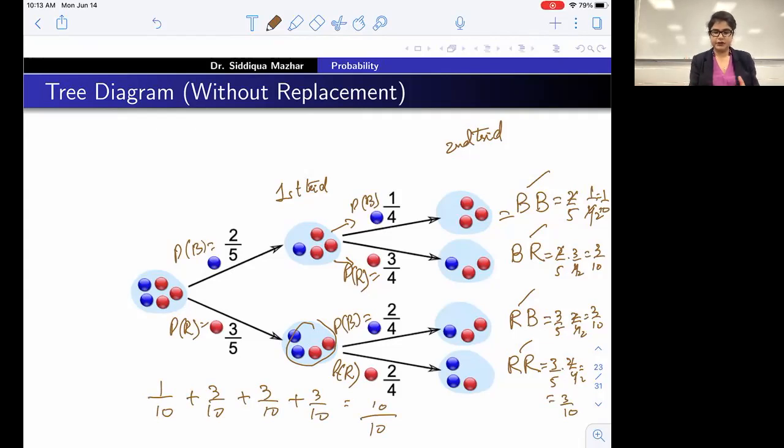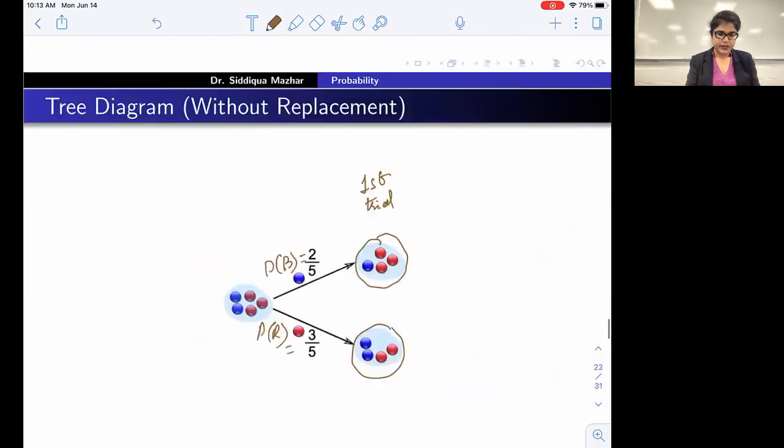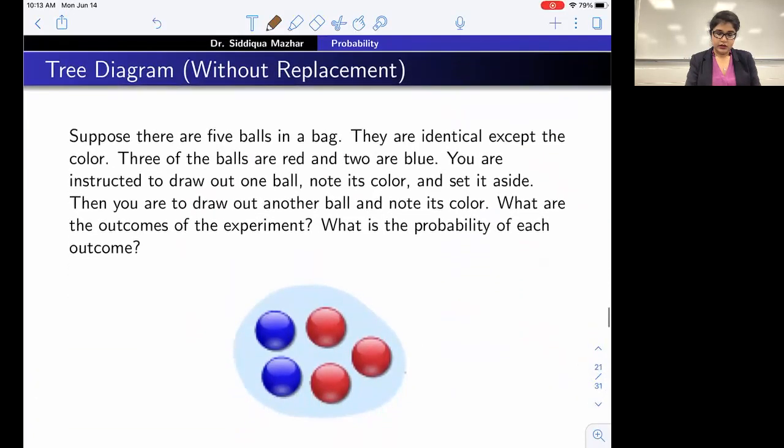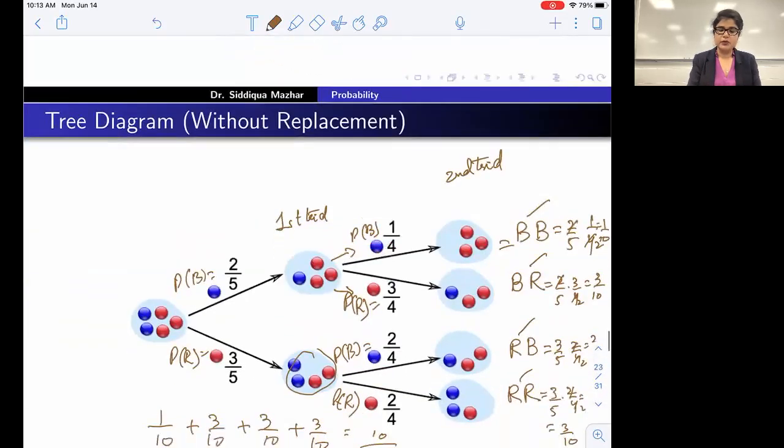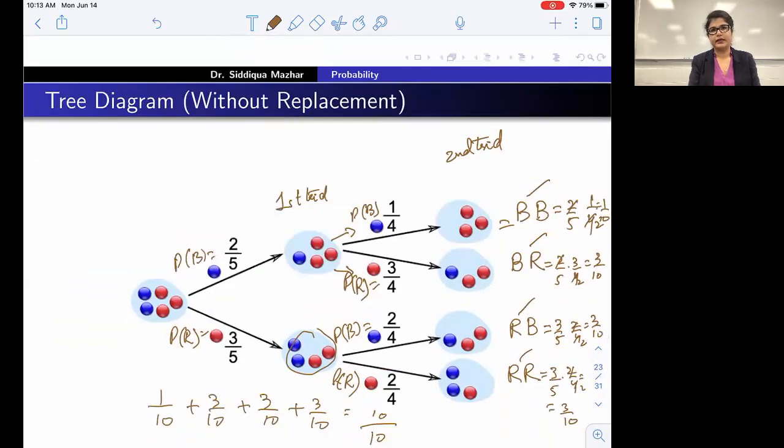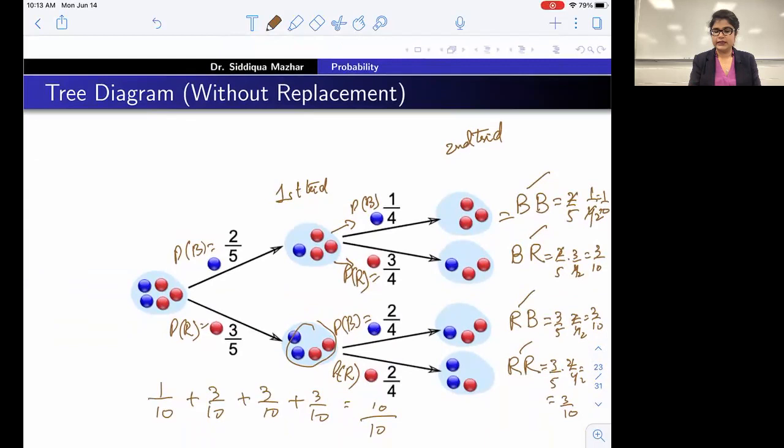So these are the options we are having. So what was the question? The question asked: what are the outcomes of the experiment and what is the probability of each outcome? So what are the outcomes we are having? Blue, blue; blue, red; red, blue; and red, red. These are the outcomes, and these are the probabilities that we have found.